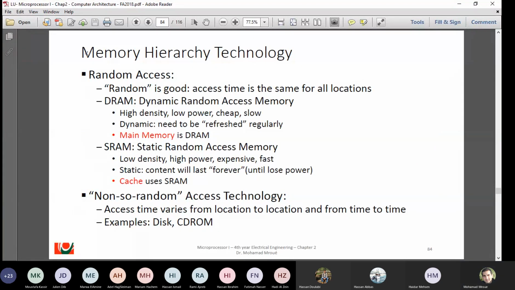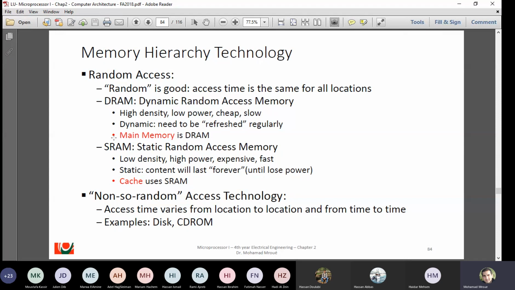So the access time is the same for all locations in RAM. Dynamic RAM provides high density and low power. It's cheaper than static RAM, but it's slower. Okay, so it needs, like we said, to be refreshed regularly, and the main memory is usually DRAM.